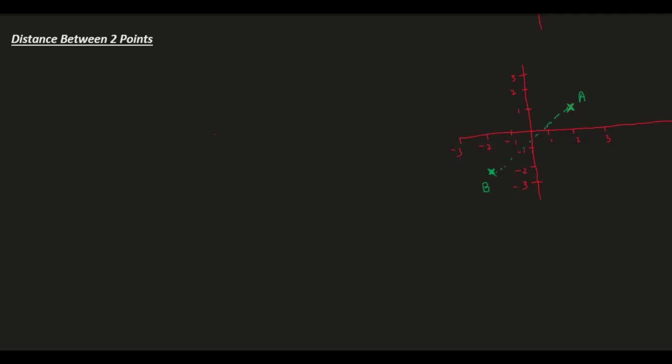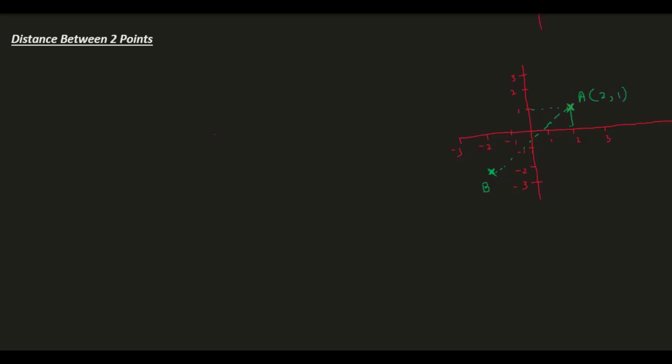First I am going to write down the coordinates for it. If I can see, the coordinate for A: on the x-axis this is 2, and on the y-axis I can see the value is 1. So I am going to write 2 comma 1.